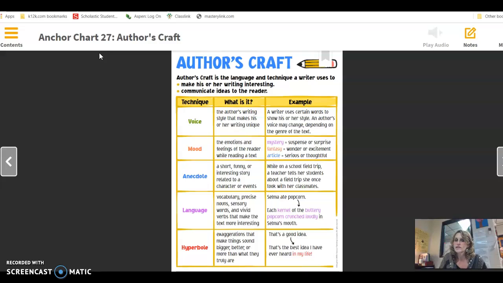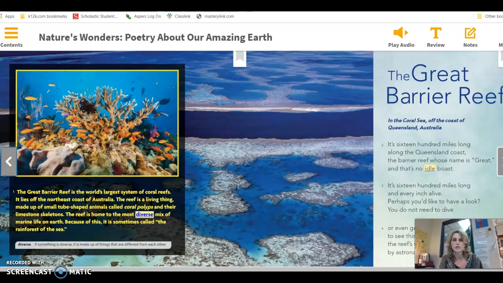So you're going to notice that certain authors use different types of techniques, and some of them will appeal to you more because of the techniques they use. So that's called the author's craft. Now, this is not the first time we've looked at author's craft this year, but it's just a good reminder. So we're going to move over now, and we're going to look at actually one of our stories this week.